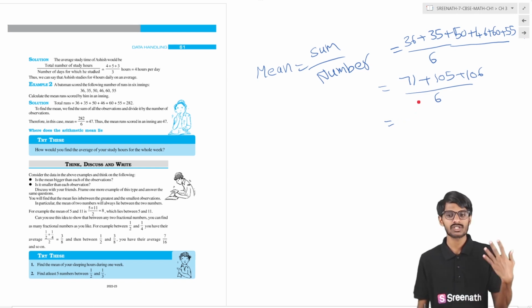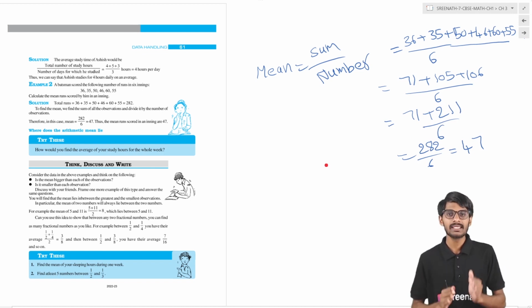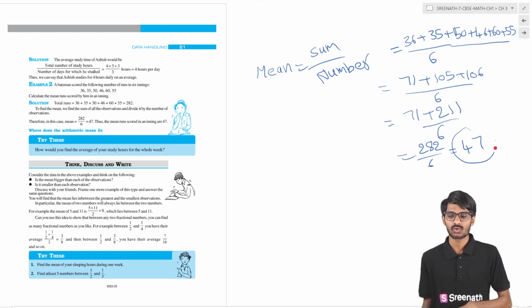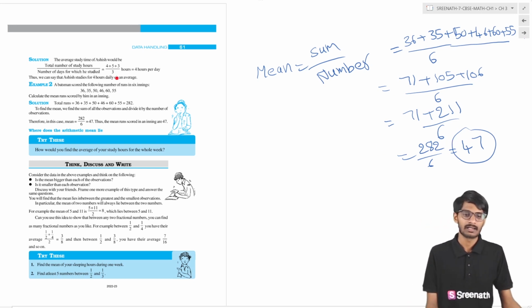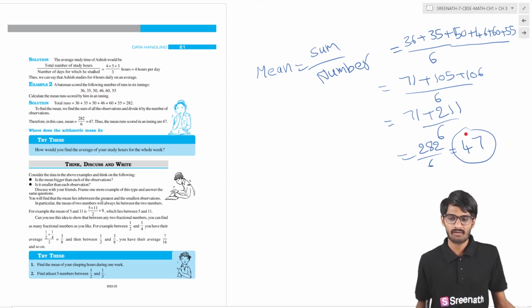This is my way of calculation, students; you can do it your own way. 71 plus 105 plus 106 gives 282, divided by 6. That answer is 47. So the average runs he scores in an inning is 47. But 36 runs were scored in one inning and a maximum of 60 runs in another inning. So this is the middle one, this is the average one.